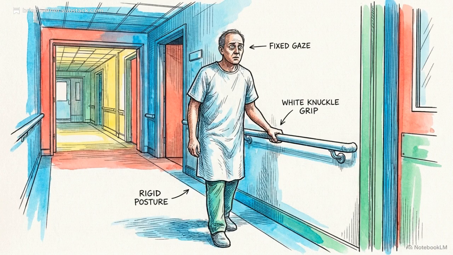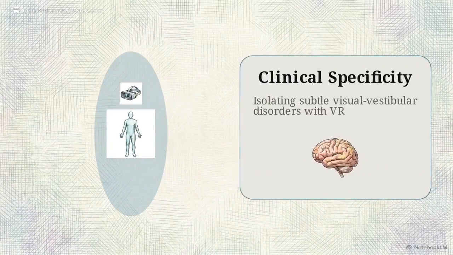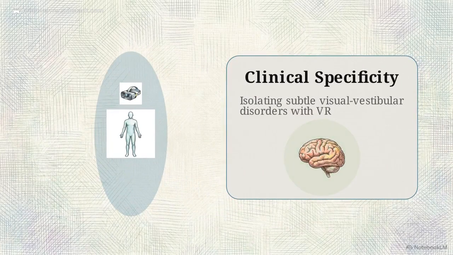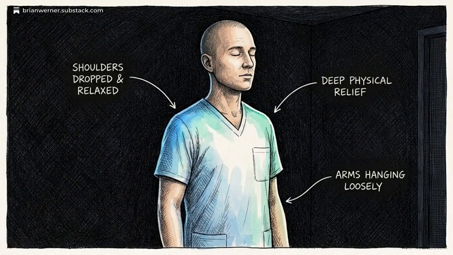Most dizzy patients do not present with total vestibular loss. Instead, they develop a pathological dependency on their vision. Restoring visual conflict conditions with VR provides the specificity needed to identify these subtle disorders. It allows a clinician to differentiate between the visually dependent patient, who relies on vision to remain upright, and the visually overwhelmed patient, who performs better in total darkness.